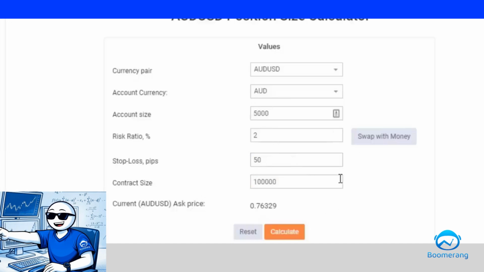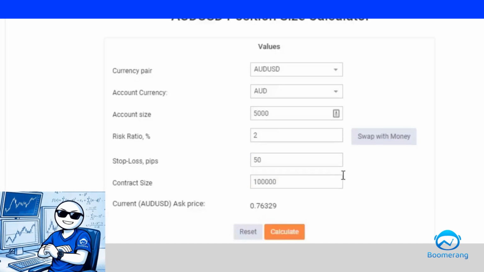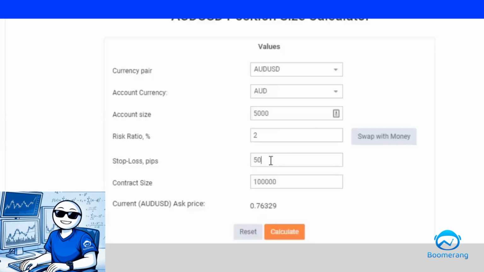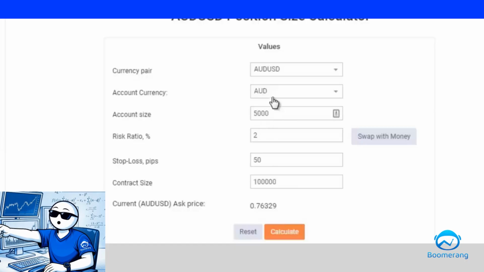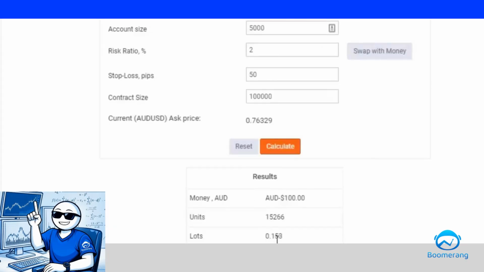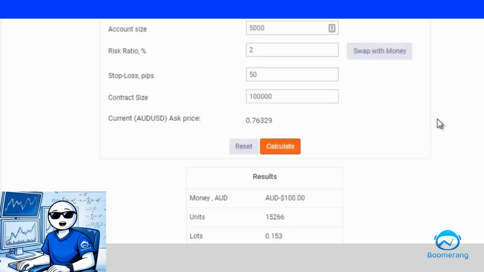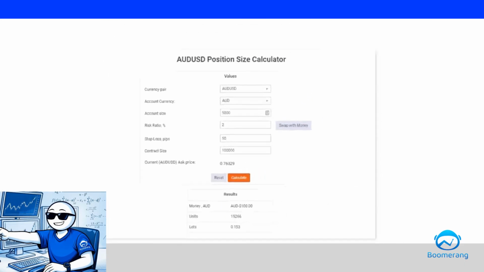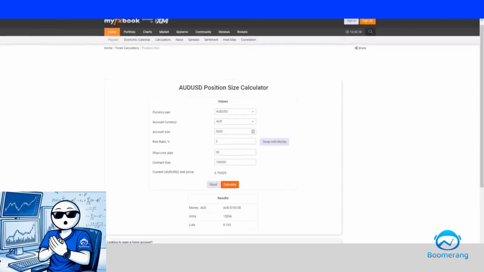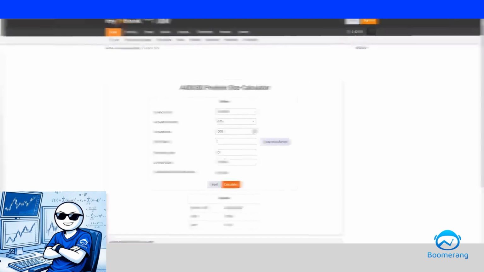So now the question is, how many units should you be trading such that if this trade goes against you and hits your 50 pip loss, the loss on this trade is only 2% of your account, 2% of this 5,000 Aussie dollars. Click calculate, and it tells you that you should only be trading 1.53 mini lots. Make sense? Okay, so don't worry, we'll talk more about position sizing and risk management with chart examples later on. But for now, I just want you to know how to use this very useful calculator. Just Google it. There are many free ones available, and just pick whichever you're comfortable with.